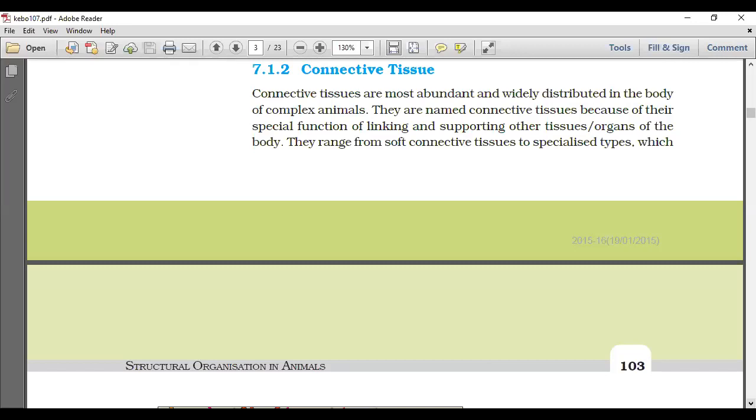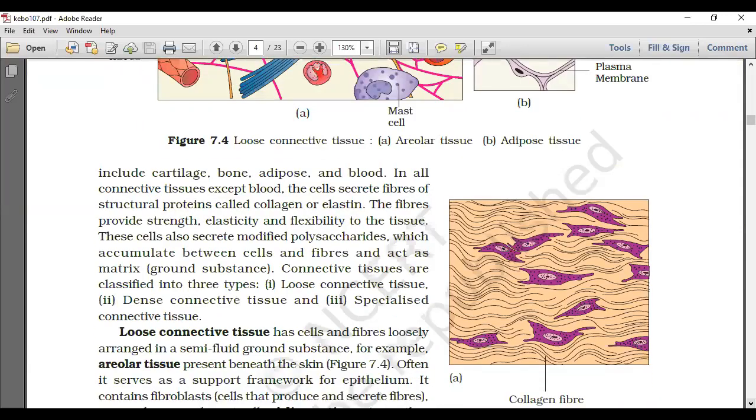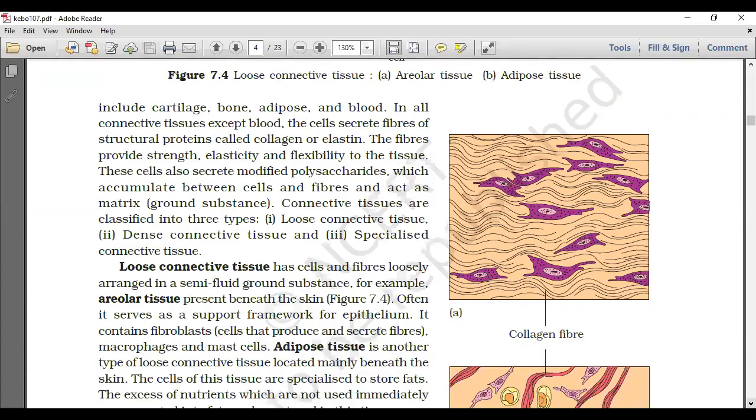Connective tissues range from soft connective tissues to specialized types, which include cartilage, bone, adipose, and blood. In all connective tissues except blood, the cells secrete fibers of structural proteins called collagen or elastin. The collagen and elastin fibers provide strength, elasticity, and flexibility to the tissue.